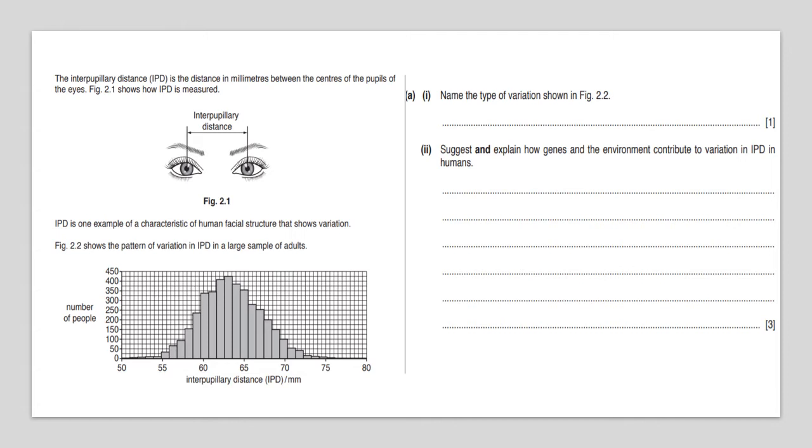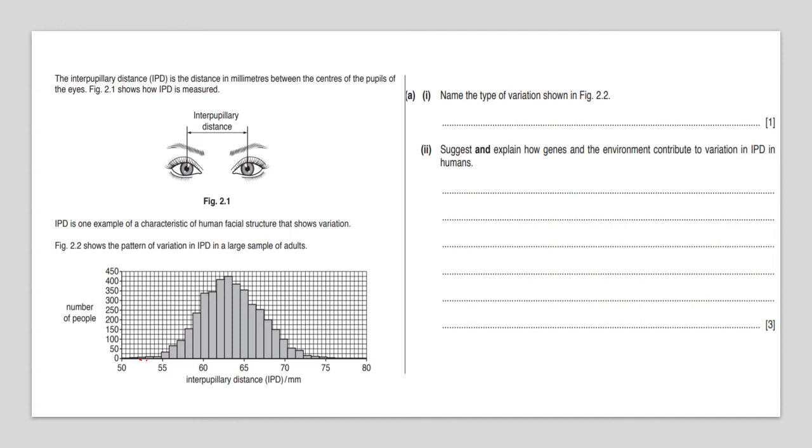But with things like this, where you're measuring distance, you can see here there's a range, because people sort of start from maybe like 51, 52, 53, 54, 55, and then they go on. That tells you that there is a range. There are no distinct categories, and as a result of that, this is continuous variation.